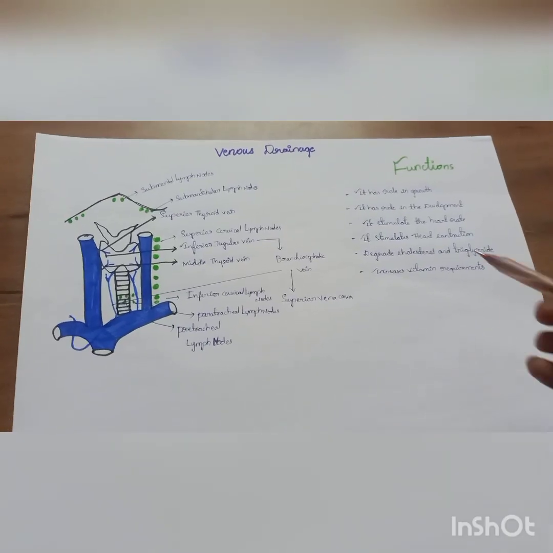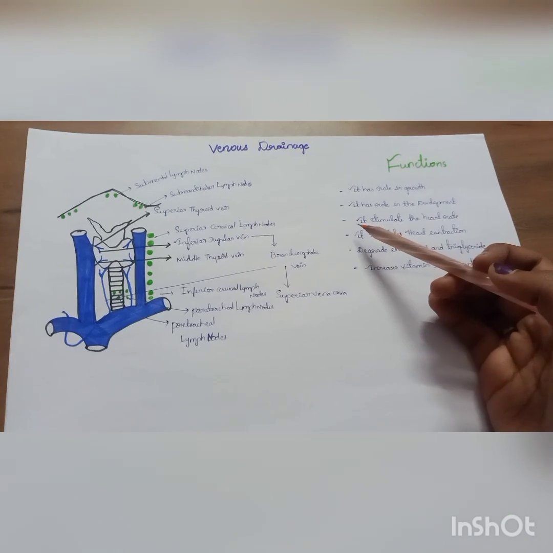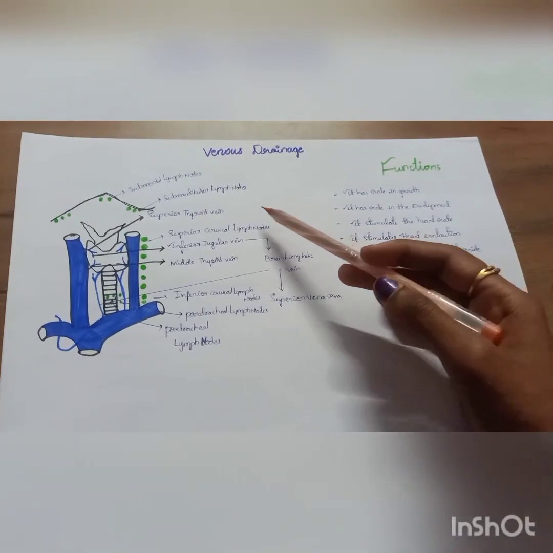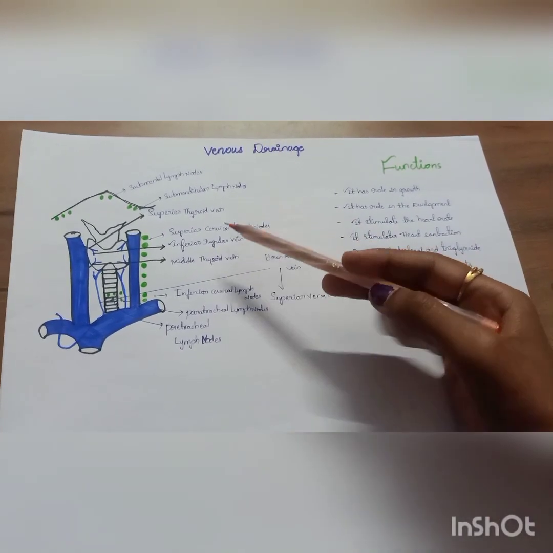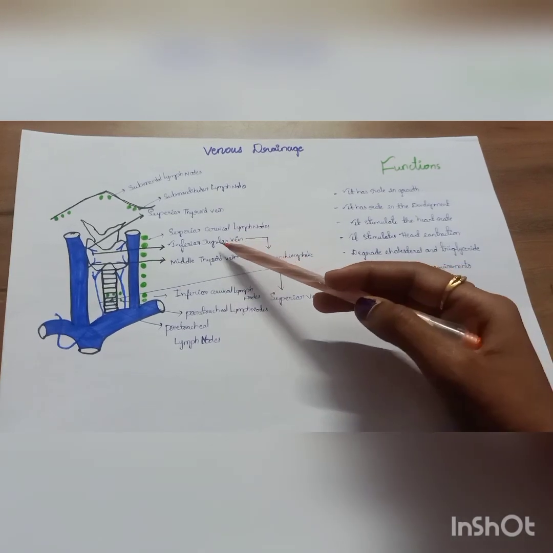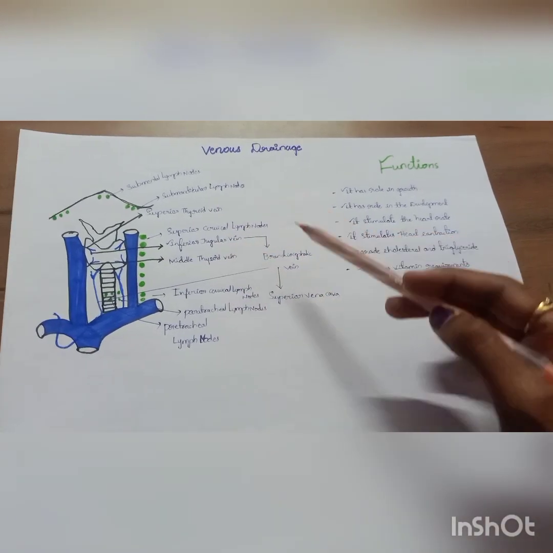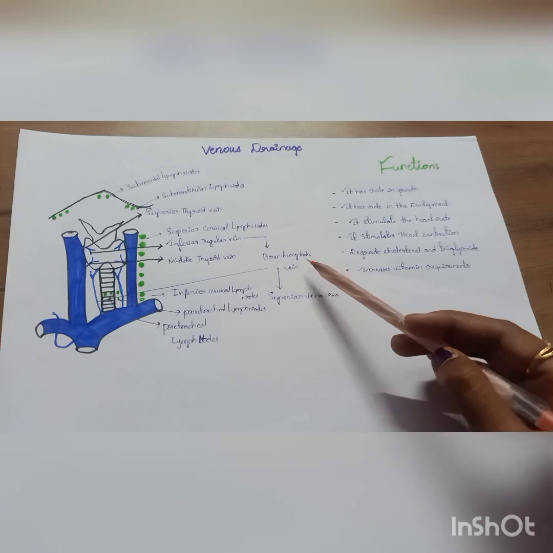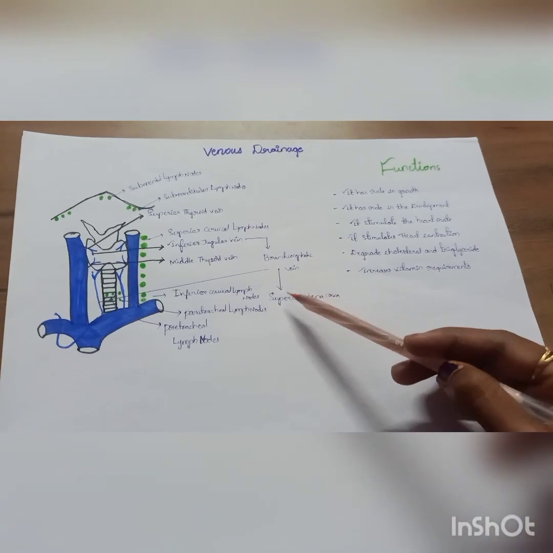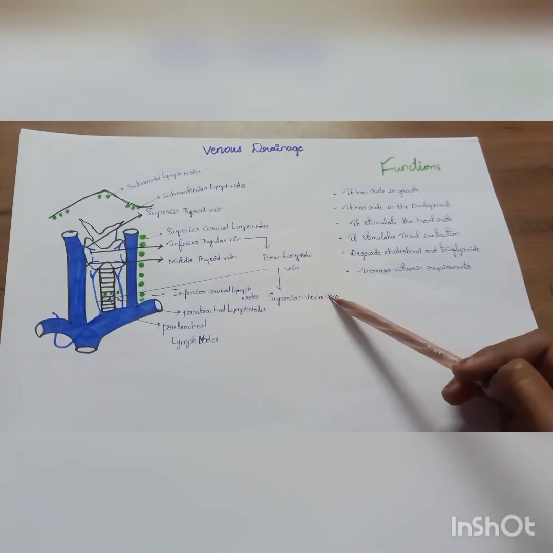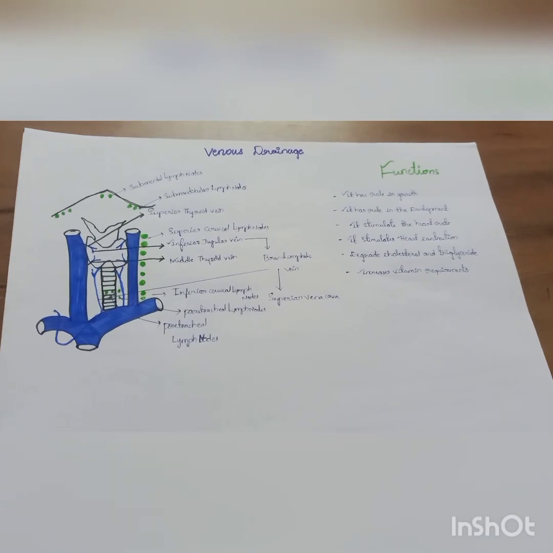Coming to the venous drainage of the thyroid gland, we have the superior thyroid vein and middle thyroid vein, which drain into the internal jugular vein, and this drains into the brachiocephalic vein, which in turn drains into the superior vena cava. So this is the venous drainage.